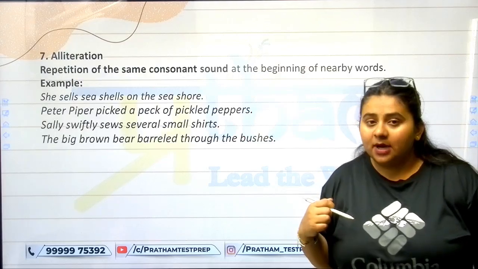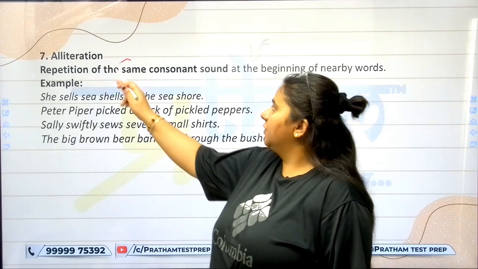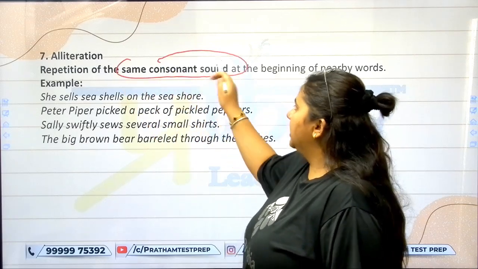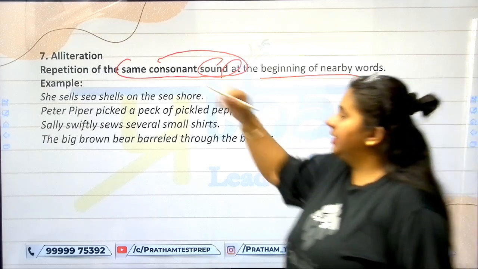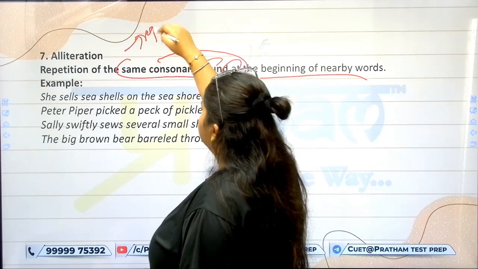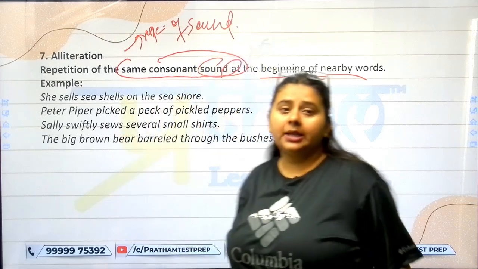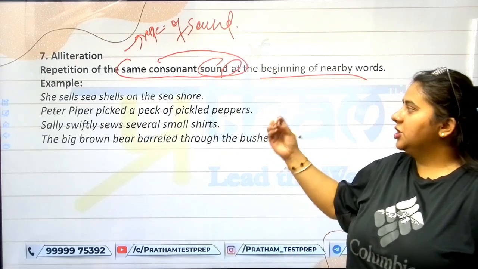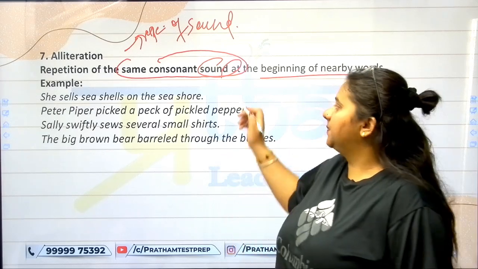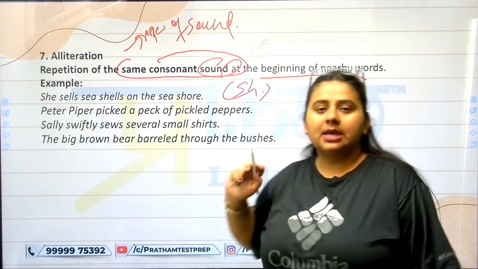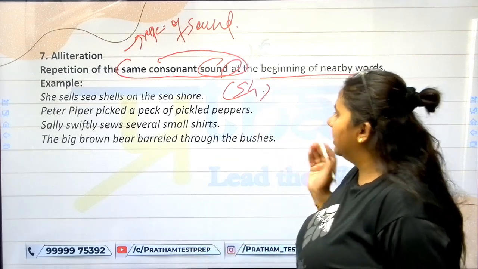Moving on to the seventh one, that's alliteration. Now, alliteration is the repetition of the same consonant sound, or let's say the same sound at the beginning of nearby words. In short, remember that alliteration is the repetition of sound. That's it. Right? For an example, she sells seashells on the seashore. Now, here, that sh sound is being repeated multiple times in a sentence. Similarly, Peter Piper picked a peck of pickled peppers.